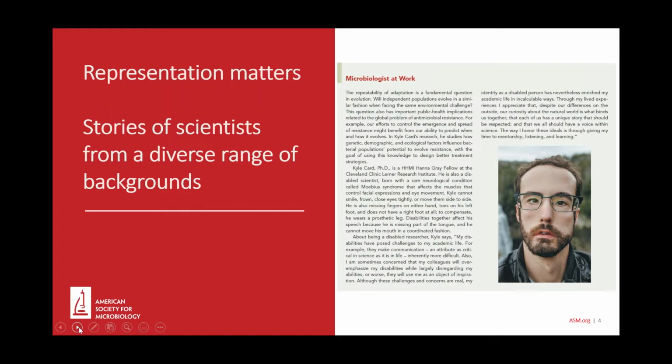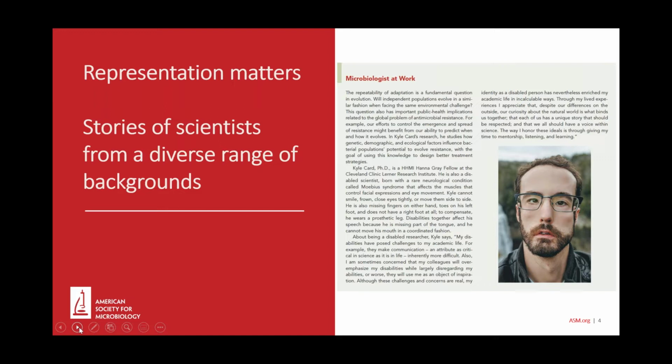And representation matters. Published studies indicate that stories can encourage a sense of belonging in students. Ask many students what a scientist looks like, and they're likely to say white, male, able-bodied, because for too long, these adjectives described who got to be a scientist, but not anymore. We see examples of this every day in our institutions.